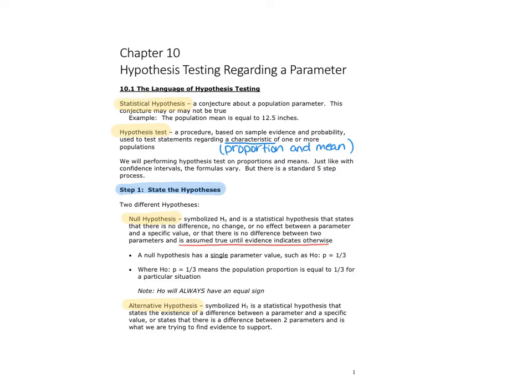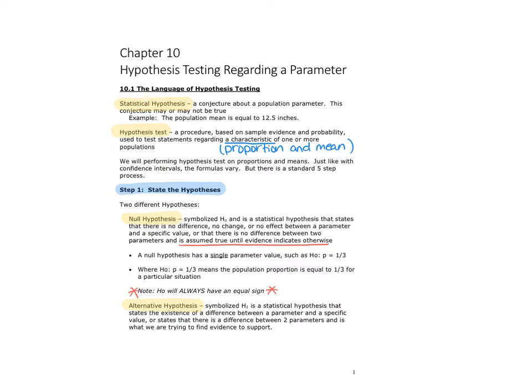The null hypothesis has a single parameter value, such as p equals 1/3. The hypothesis p equals 1/3 means that the population proportion is equal to 1/3 for a particular situation. Please note that we will always use an equal sign in our null hypothesis.